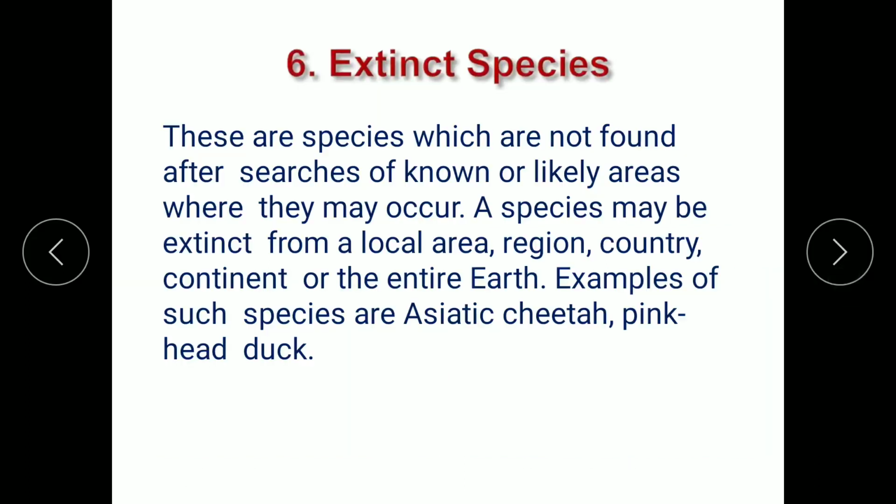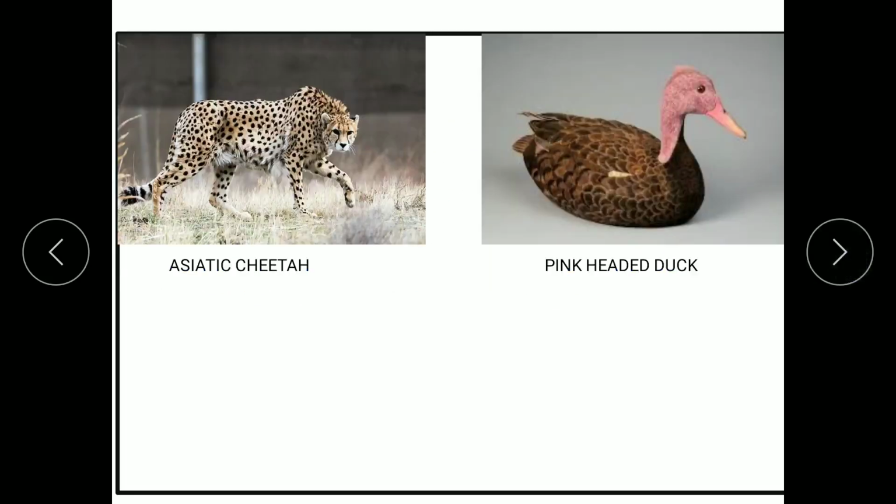And now see the extinct species. These species are not found after searching in known or likely areas where they may occur. Where they were earlier seen, from where they were available, now we are searching for them and are not getting them in that area. So the species may be extinct from a local area, region, country or continent, or entirely from the earth. That is known as extinct species, like the Asiatic cheetah and the pink-headed dog. Now this is the cheetah and the pink-headed dog.